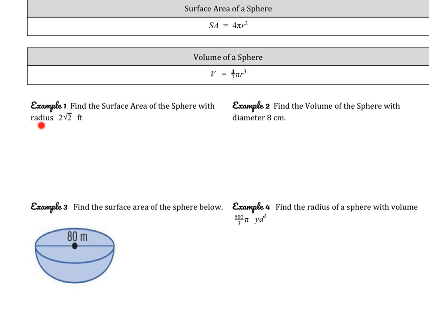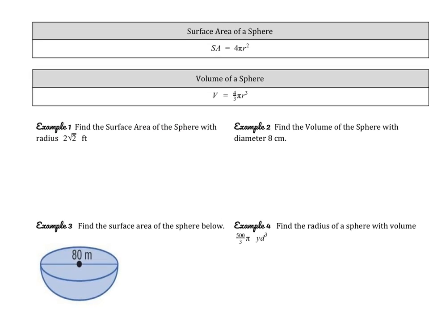So let's look over here at example 1. First, we are asked to find the surface area of a sphere with a radius of 2√2 feet. The radius is really all you need to know to be able to use either of these formulas. So we're simply going to plug it into the surface area formula. We're going to do 4 times pi times 2√2 squared.